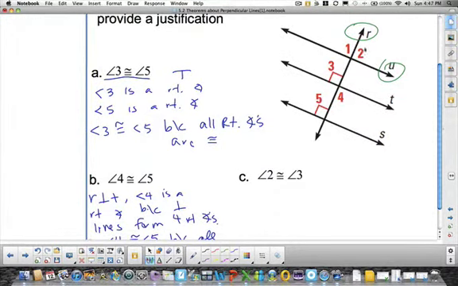So while angle 2 might look like a right angle, I don't know for sure that it is. In fact, line U could be going something like this, forming angle 2 here, and clearly in this case it's not a right angle. We just don't really know what's going on with line U. So I cannot conclude that angle 2 is congruent to angle 3. There's not enough information to make that conclusion.